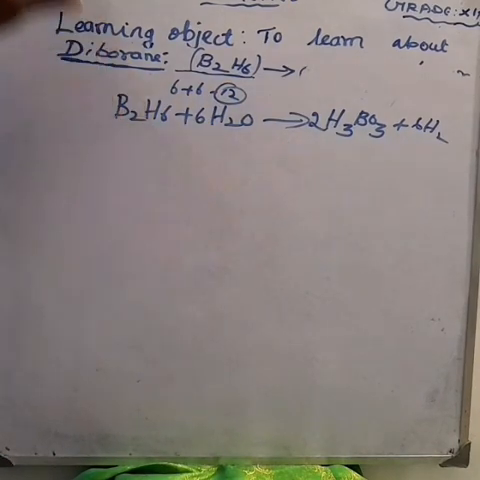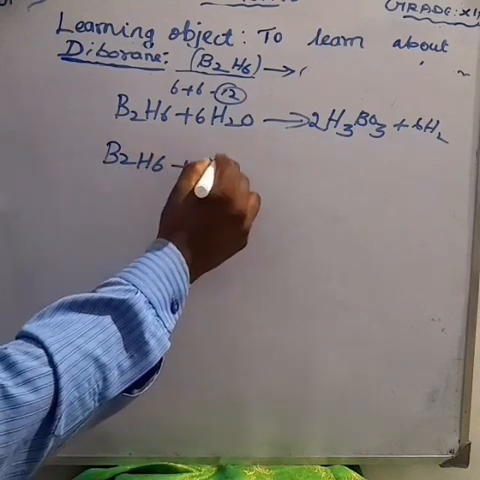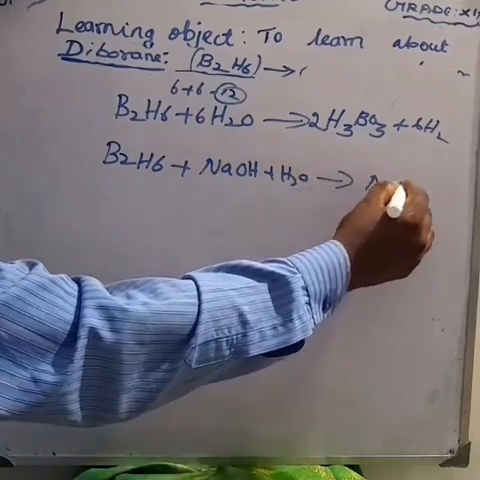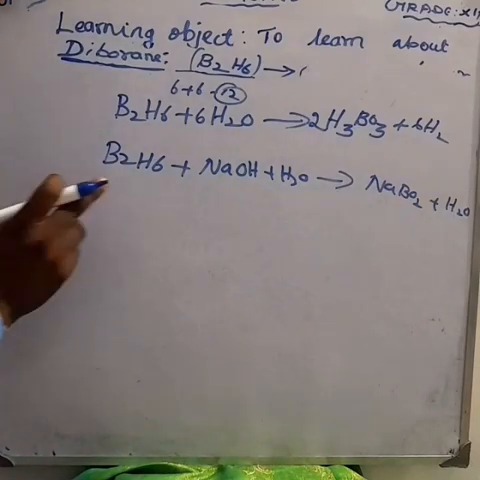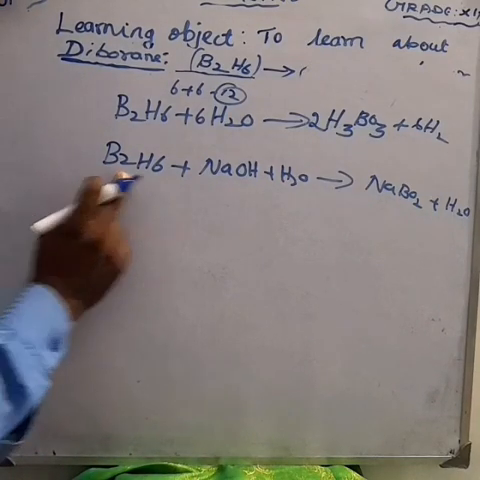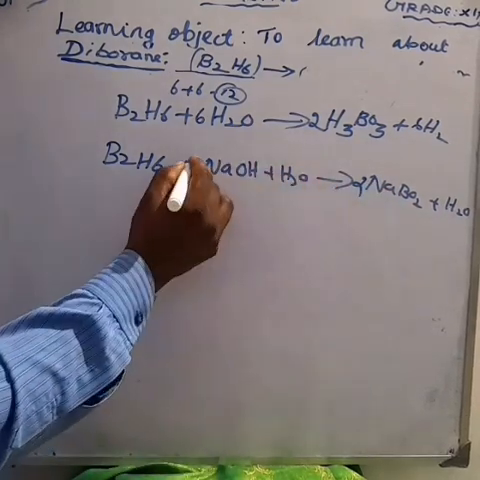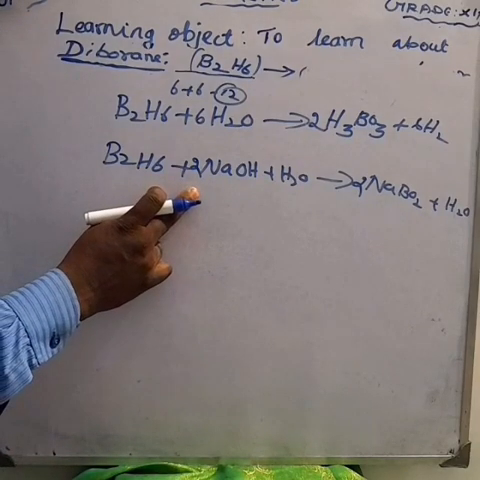Next, diborane reacts with sodium hydroxide solution, that is NaOH, that we are saying alkali solution, am I right? Alkali solution, water, we get sodium metaborate, NaBO2 plus H2. Am I right? How can we balance the equation? The reactant side boron has 2, and the product side also make it 2. Now the product side, how much sodium is there? 2 sodium. Then make it reactant side also 2. 2 sodium is balanced. Am I right?